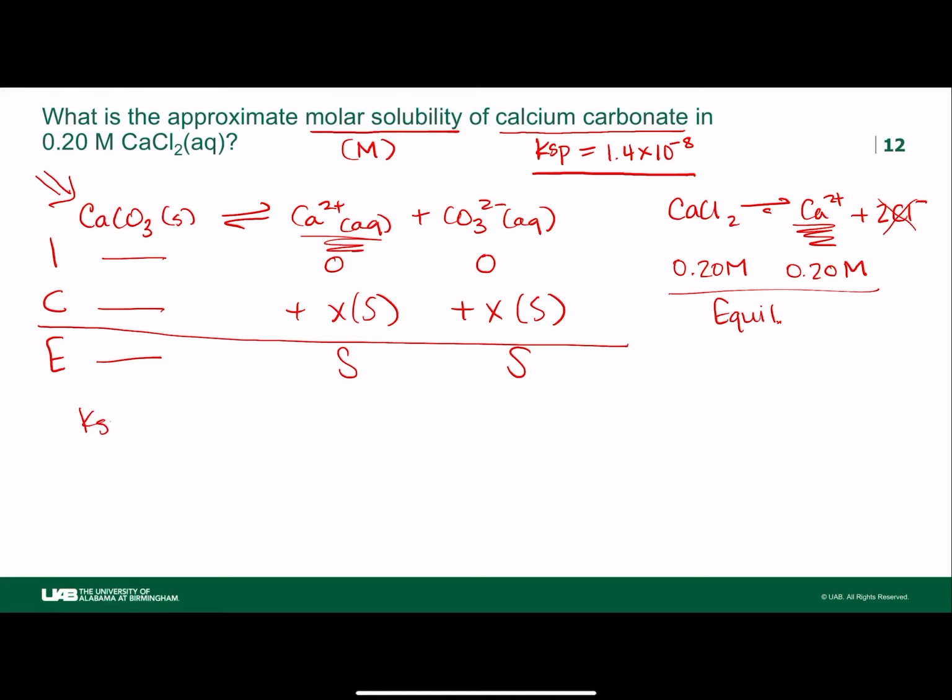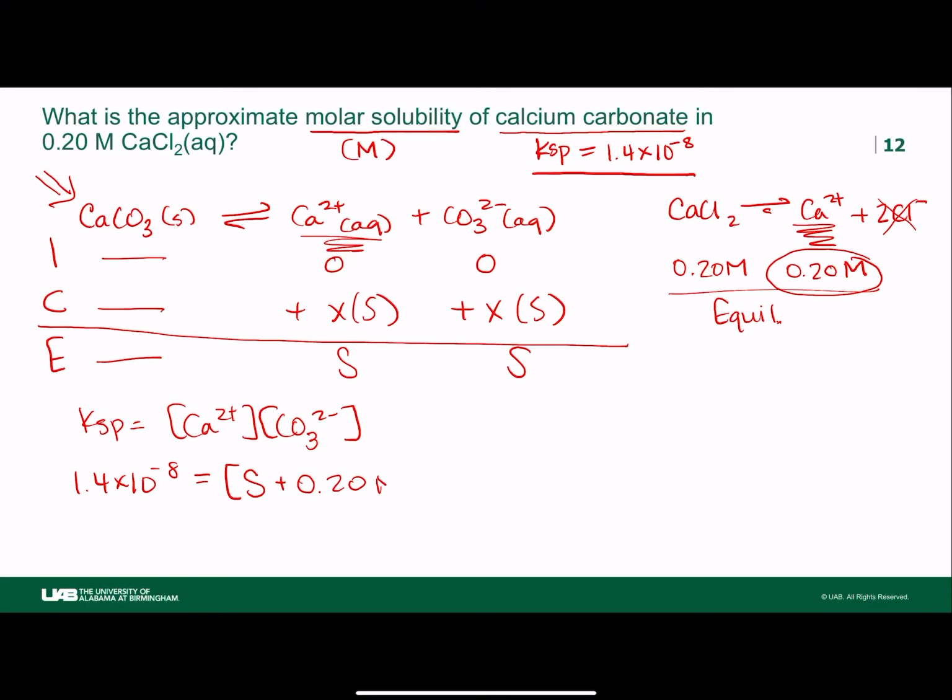Now my KSP expression is going to be equal to calcium 2+ times carbonate 2-, the concentrations of each of those. No stoichiometric coefficients needed, so no superscripts needed. I know the value of the KSP, so I can plug that in. I know that calcium is equal to S from the calcium carbonate, but it's also equal to 0.2 from the calcium chloride. So I have to take both of those into account when I set up my KSP. The carbonate's just S, so it's really no big deal.